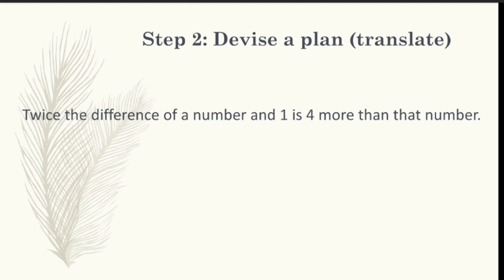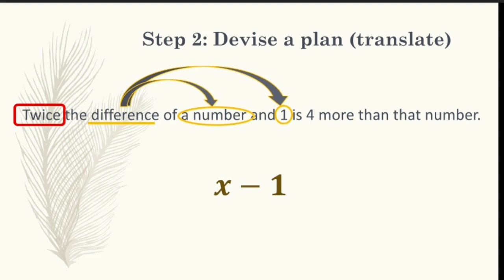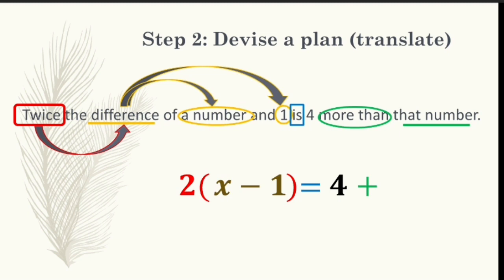Next, devise a plan. Twice the difference of a number and 1 is 4 more than that number. So we're going to translate this. The difference of a number and 1, so x minus 1. Then we have twice their difference, so times 2 equals 4 more than that number, so plus x. So we have now our equation.